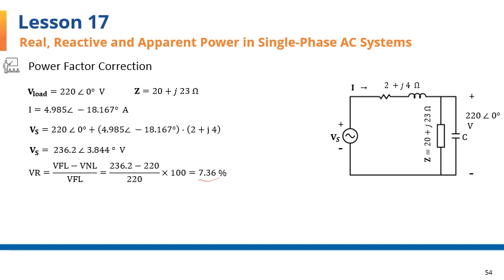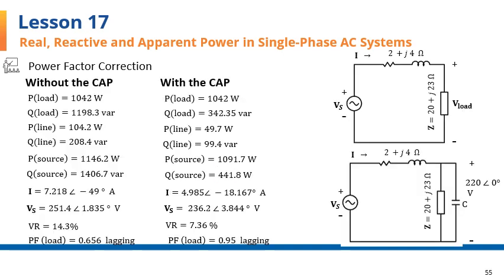7.36%. I'll now compare the quantities that were found for the original circuit to those found after the introduction of the capacitor in two columns. So on the left hand side we have the values without the capacitor, and the right hand side we have the values with the capacitor. And of course the real power has not changed. The Q load has gone way down for the combination of the capacitor and the load.